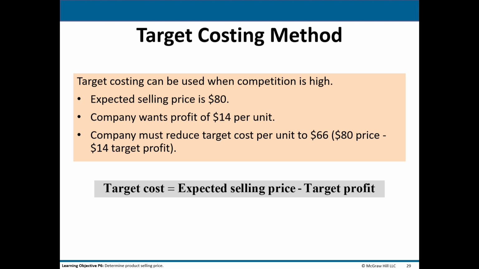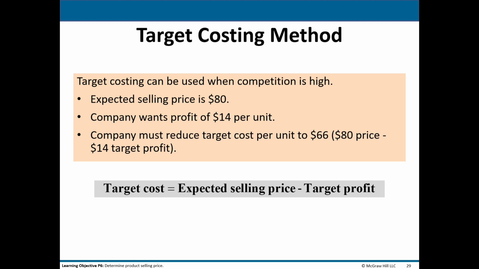For example, if the expected selling price for headphones is $80 each and the company wants to make a profit of $14 per unit, it must find a way to reduce its target cost per unit to $66. That's the $80 price minus the $14 target profit. So this is basically just like an algebra equation where you're trying to solve, this is the profit we need, so solve for X, that's the target cost. What do we got to get our costs down to in order to meet that target profit?